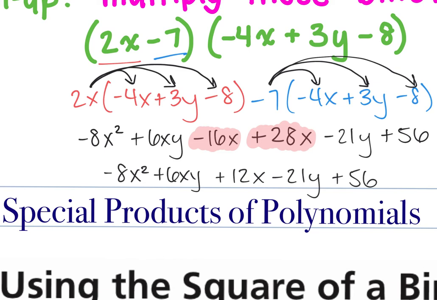You can flip the 6xy and the 8x squared. Those can be in a different order. If they have the same degree, it doesn't matter which one comes first, right? But what you can't flip is any of the ones that have 1 degree versus 2 degrees. Does that make sense? So it has to go 2, 2, 1, 1, 0. Make sense? Any questions on that?